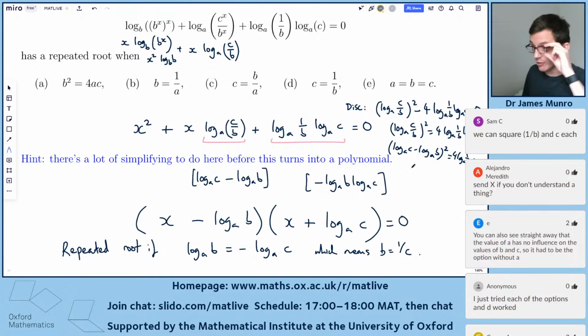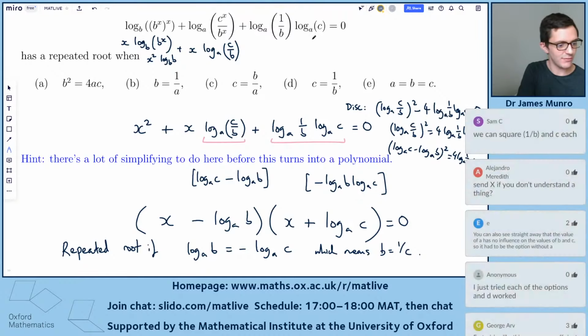Oh my word! How do you try the options in this? So you try C as 1 over B, and then try and solve the equation and check that it's got repeated roots. Sounds complicated. I just want to check how did chat do on that one. We have fewer votes and massive success, like 73%. Good stuff, chat. Right, good. Okay.